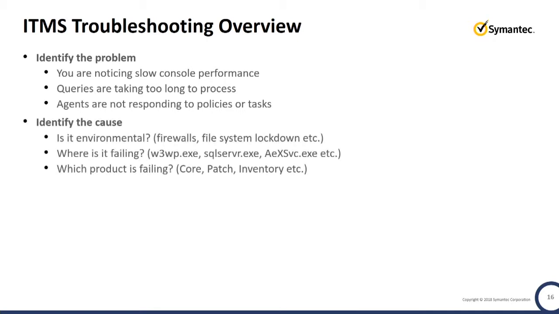Identify the cause or what you think it might be. Is it an environmental thing where your images aren't deploying because DNS is down or something like that, or DHCP is not working, right? Where is it failing? Is there a noticeable service or an executable that's running on the server that doesn't seem to be working right? Okay, and which part is it failing? Is it a solution? Is it the platform? Is it the site services, originating your problem?